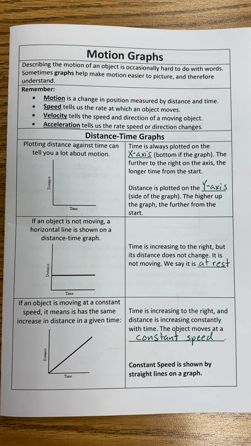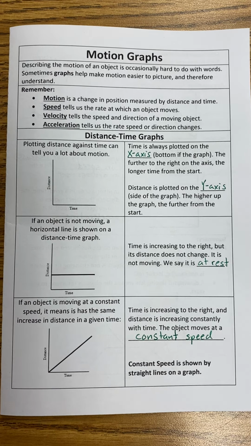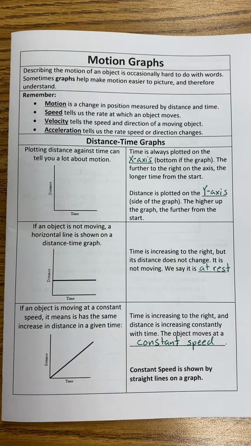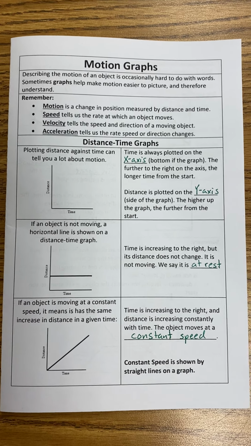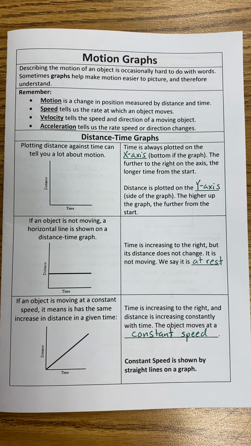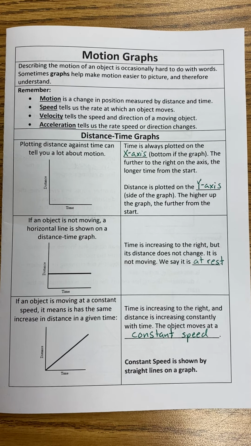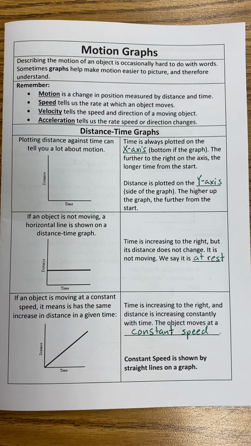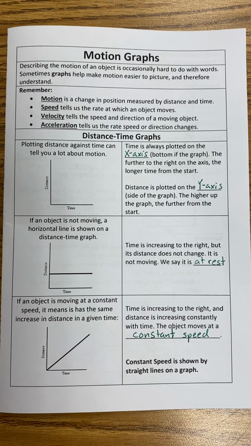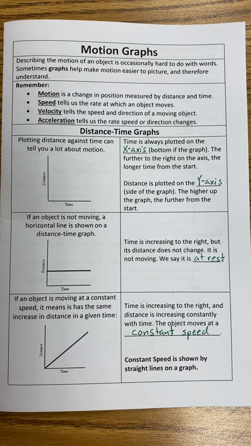So time is always plotted on the x-axis, which is the bottom of the graph, and the further to the right on the axis, the longer time from the start. Distance is plotted on the y-axis, the side of the graph. You guys know that. And the higher up the graph, the further from the start.